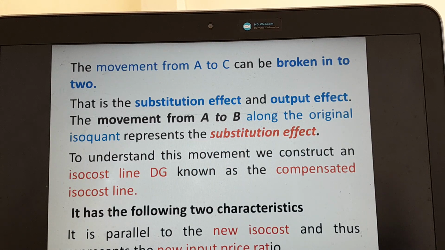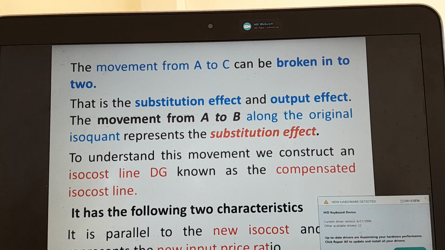A to C irratti can be broken into two parts. That is the substitution effect and output effect. A to C kun maaltu ta'a?